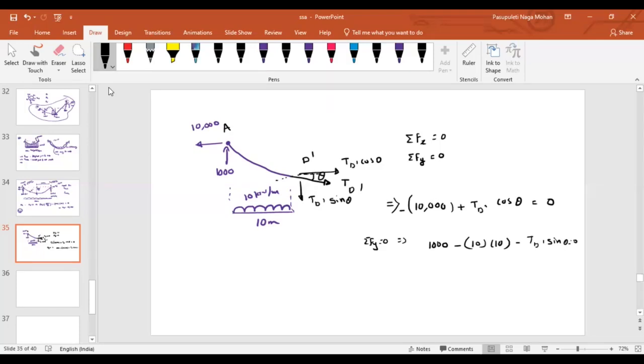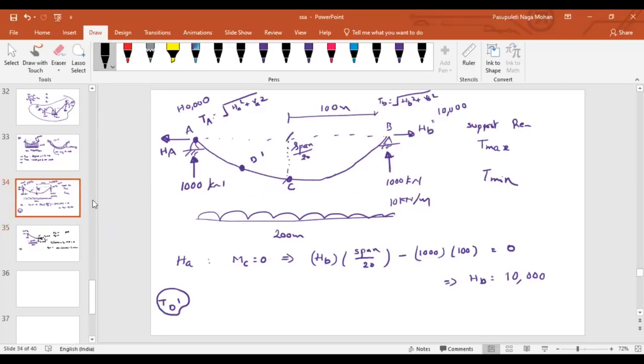Now the point is how to find out the angle theta. How can you find out the angle theta? Dividing the two equations, sir. Sine by cos, tan. Even if you divide this equation, it's of no help. Yeah, if you divide it here, TD gets cancelled, but that's not the point I'm interested in.